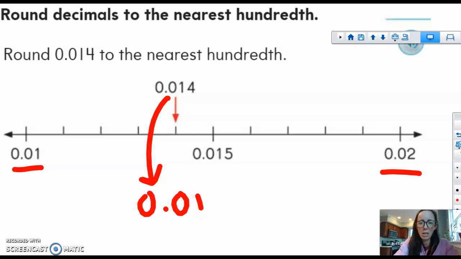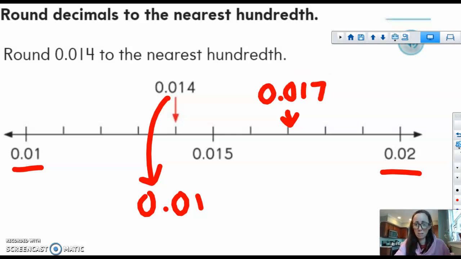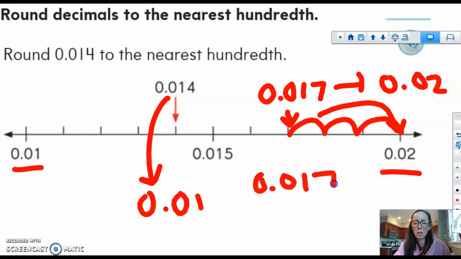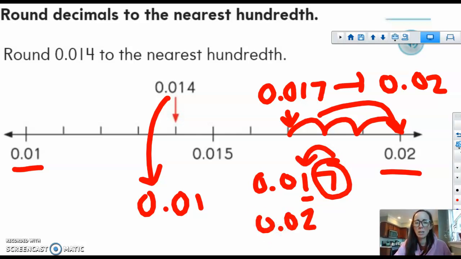Now, if I had a decimal like, let's say, this one right here, which would be 0 and 17 thousandths, and I rounded this to the nearest hundredth, it's visibly closer, and I could even count 1, 2, 3. It's closer to that 2/100ths, so this would round to 2/100ths. I can also check that by doing our rounding method. Underlining the hundredths, circling the thousandth, the 7 makes that 1 jump up to a 2. So I get the same exact thing.